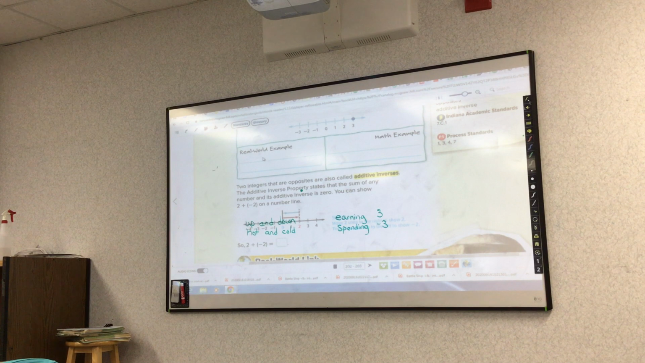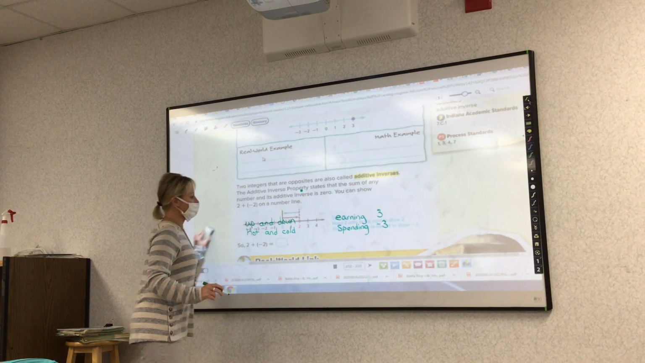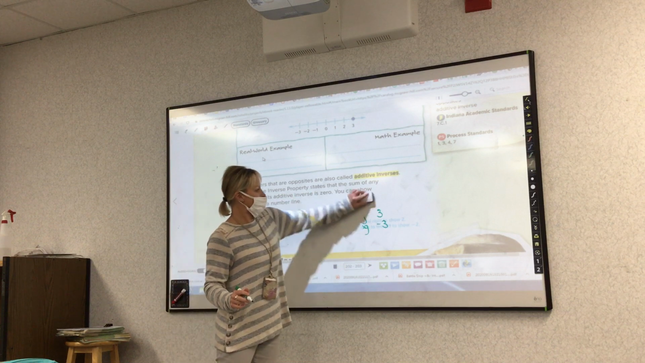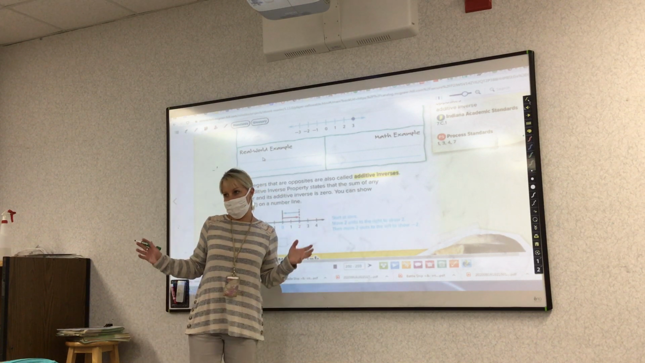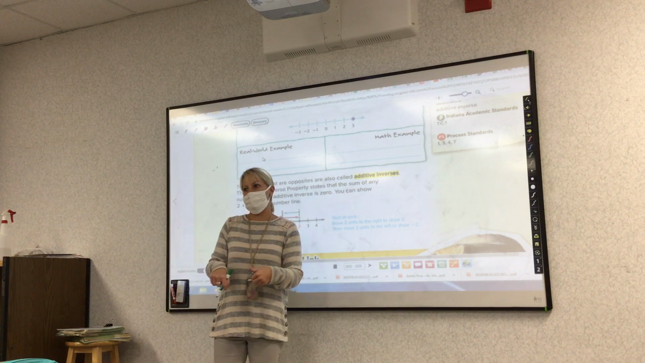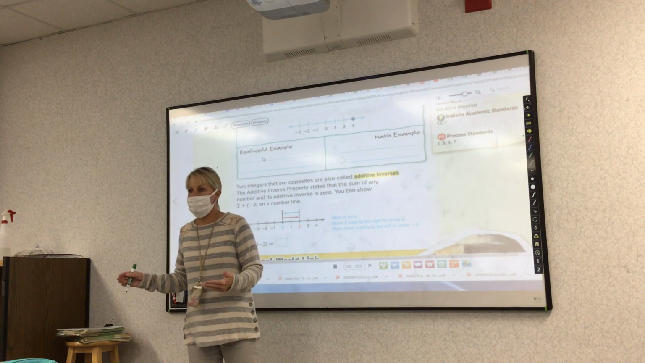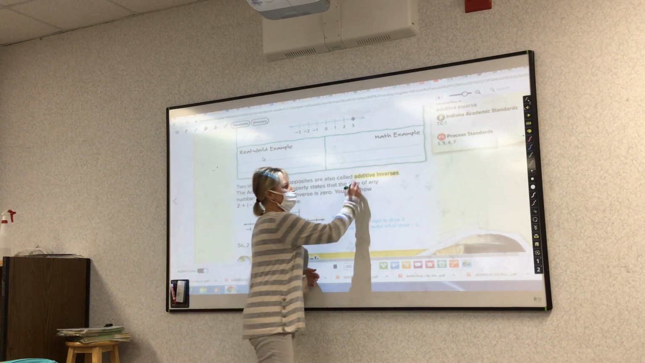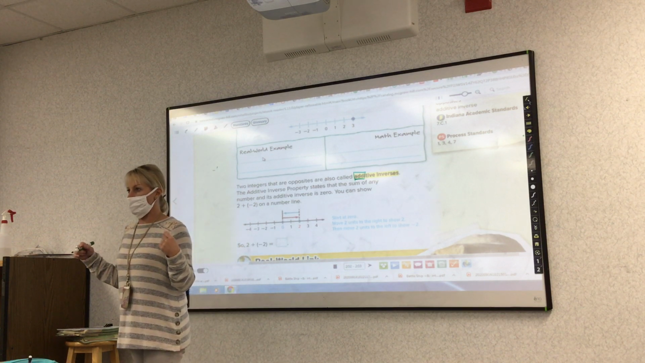So then when we talk about our notes, it says two integers that are opposite are also called additive inverses. Okay, let's break down that word. First of all, I'm going to use what I know. Additive. I'm in math class. What base word is in additive? Anybody? Add.